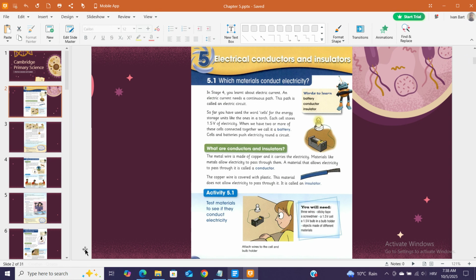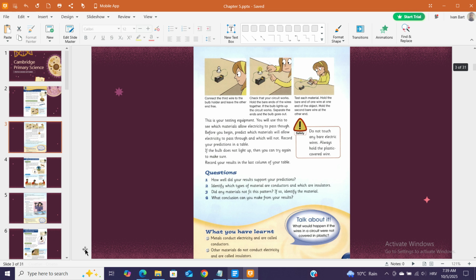What are conductors and insulators? Words to learn: battery, conductor, insulator. The metal wire is made of copper and it carries the electricity. Materials like metals allow electricity to pass through them. A material that allows electricity to pass through it is called a conductor. The copper wire is covered with plastic. This material does not allow electricity to pass through it. It is called an insulator.